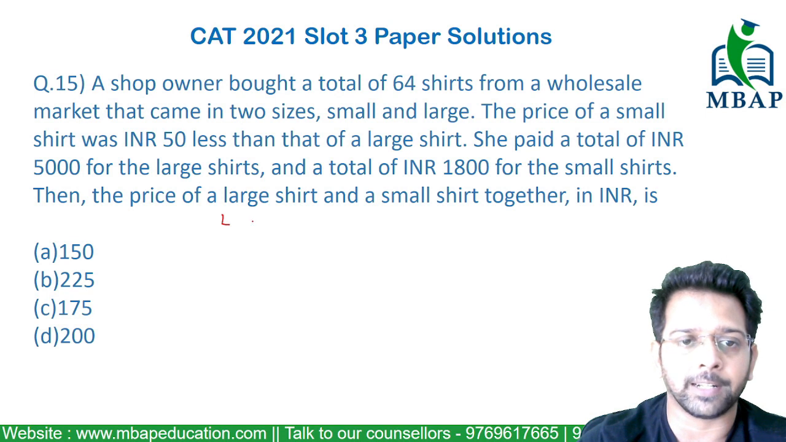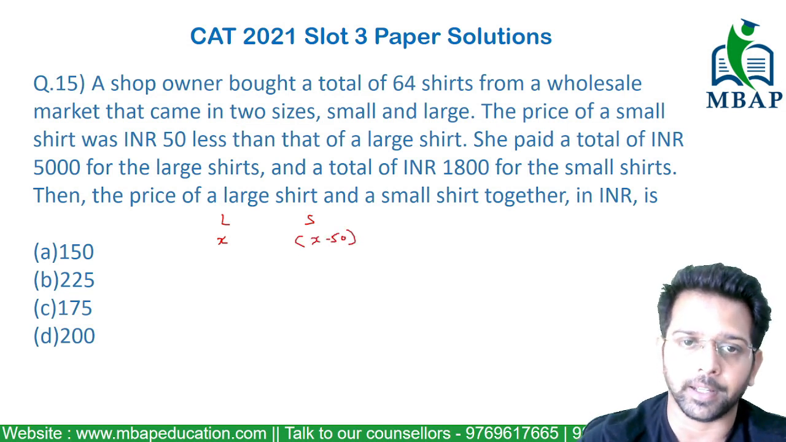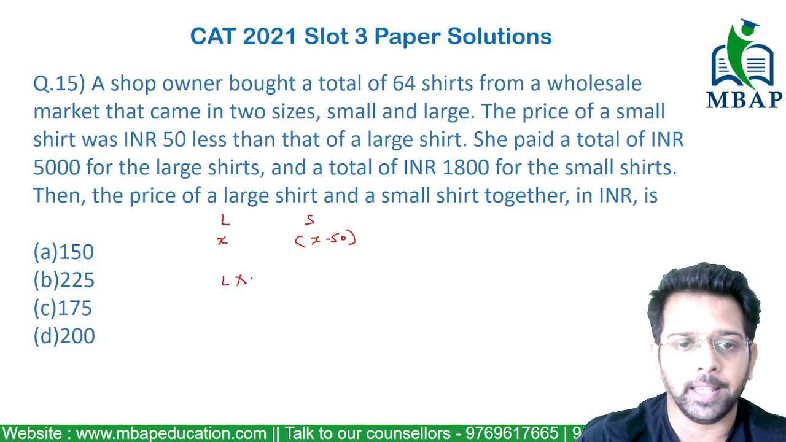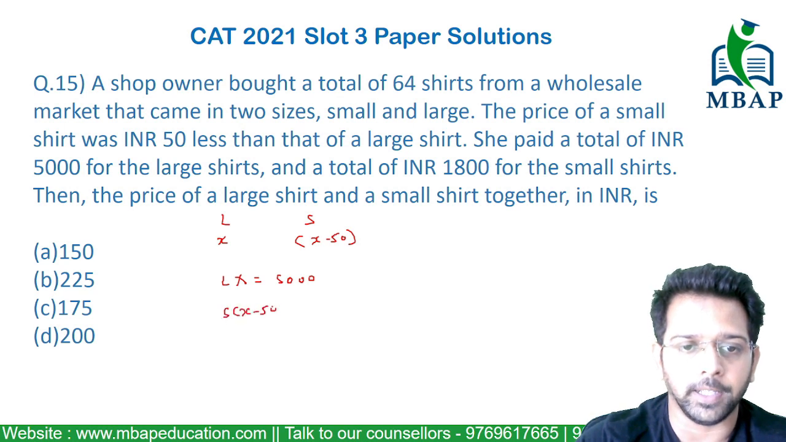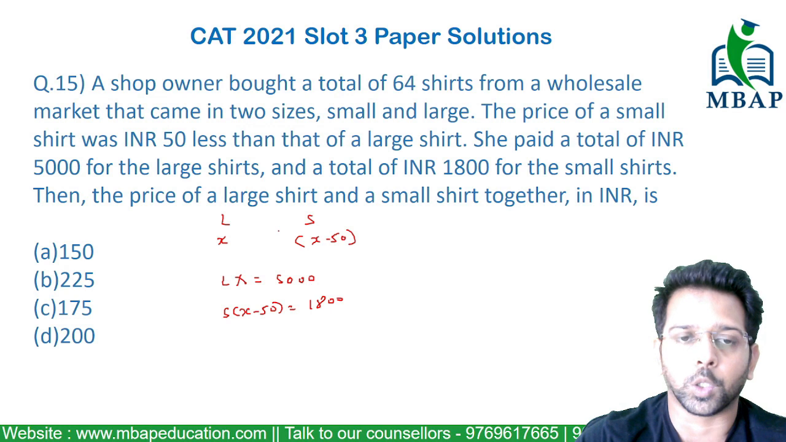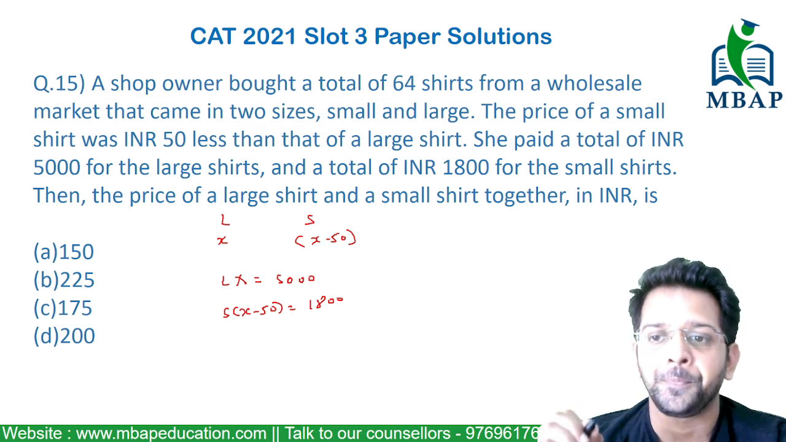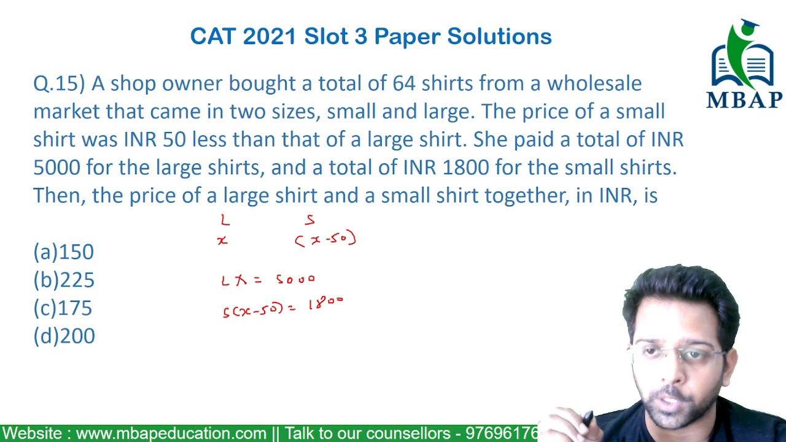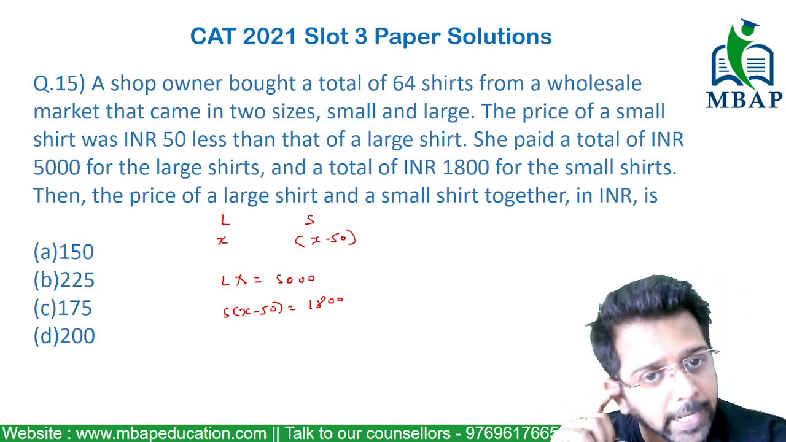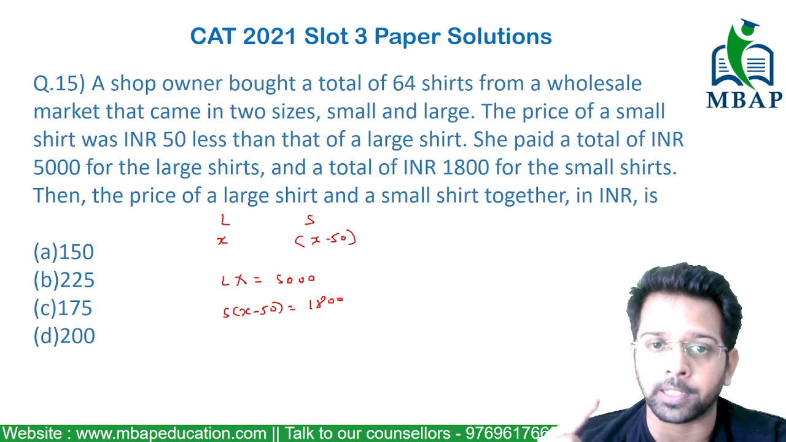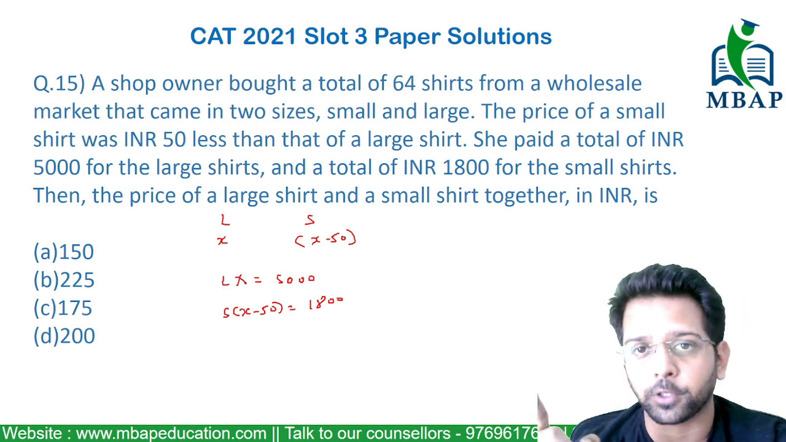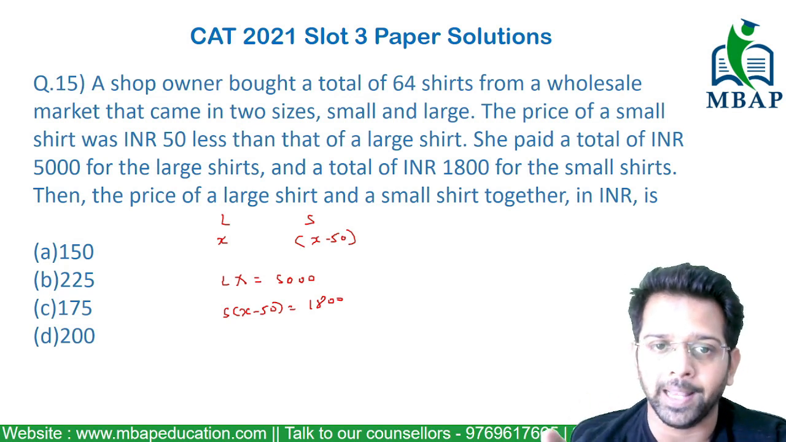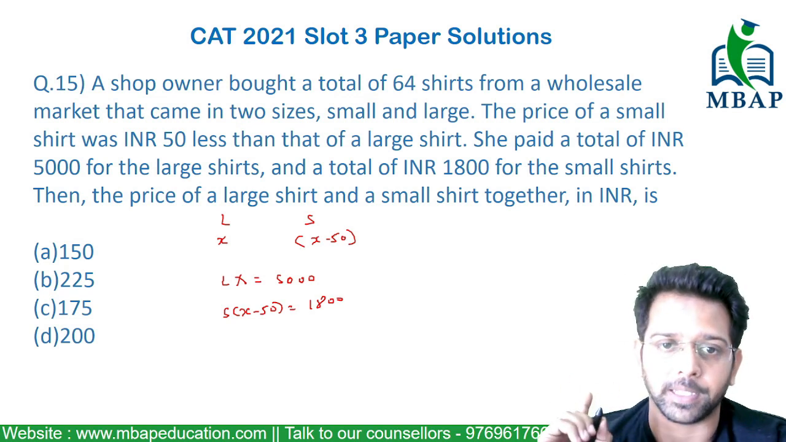So let's assume on one side I've got large shirts and on the second side I've got small shirts. If I assume the cost of large is X, the cost of smaller will be X minus 50, which is lesser than that of X. Now the question says, L into X is a total of 5,000 and S into (X minus 50) is basically 1800. Now we also have to conclude that the number of shirts, whether small or large, will always be an integer. If the number of shirts is an integer, then the price will also be an integer. So L, X, S, X minus 50, all the values are basically integers.